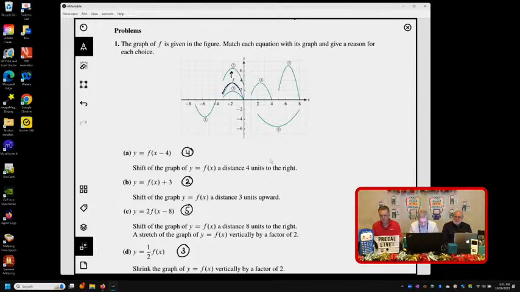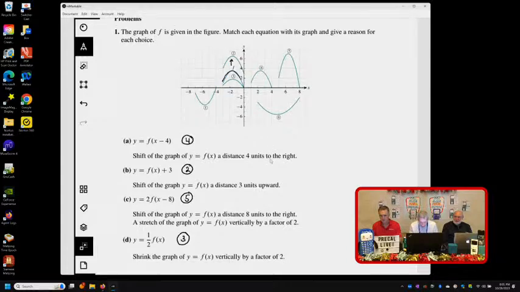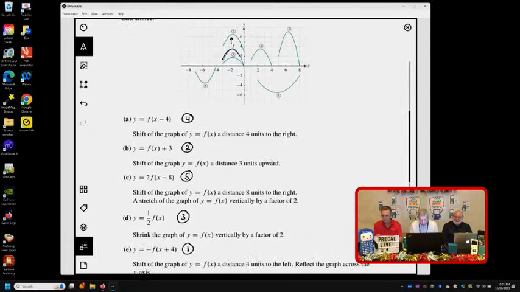Now they get a little more involved as we work our way down. So this one, 2 times f of x minus 8. Again, I'm going to start at the inside and work my way out. The first thing I'm going to do is shift the original graph a distance of 8 units to the right. And then I'm going to stretch it vertically by a factor of 2. I've shifted this 8 units to the right and then stretched it vertically by a factor of 2. So I think that's graph number 5.